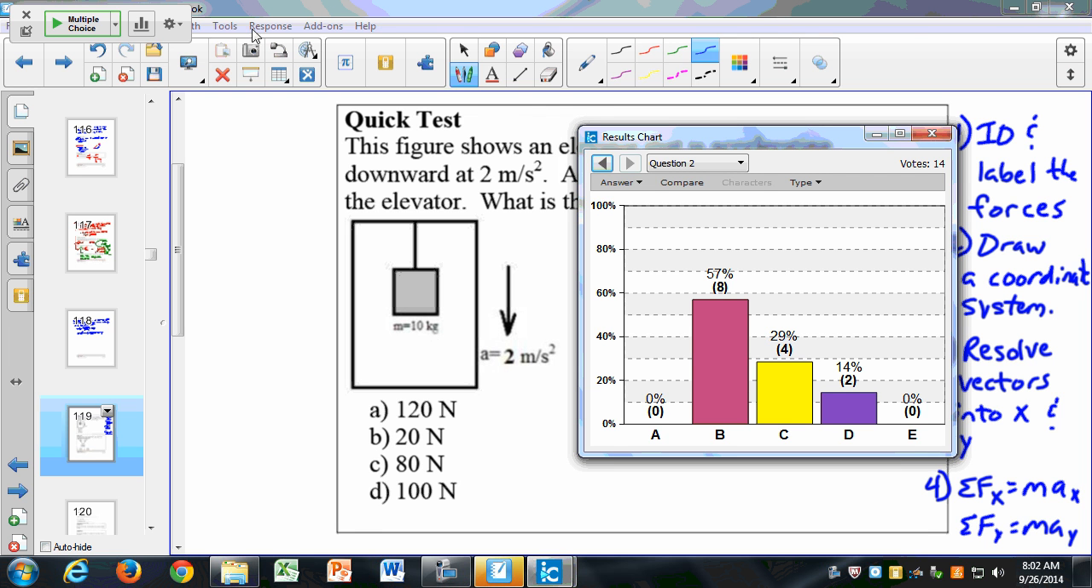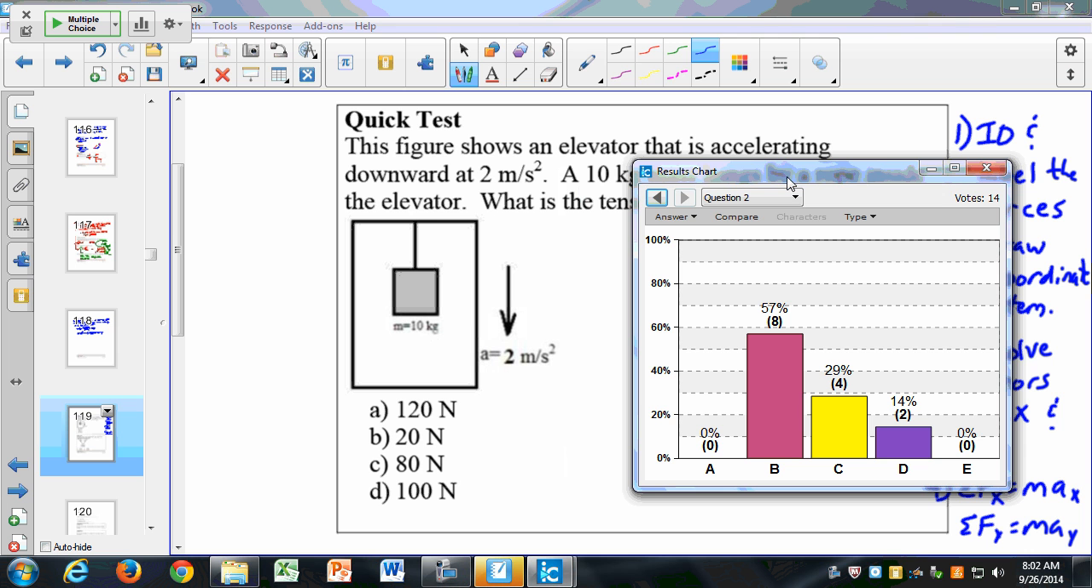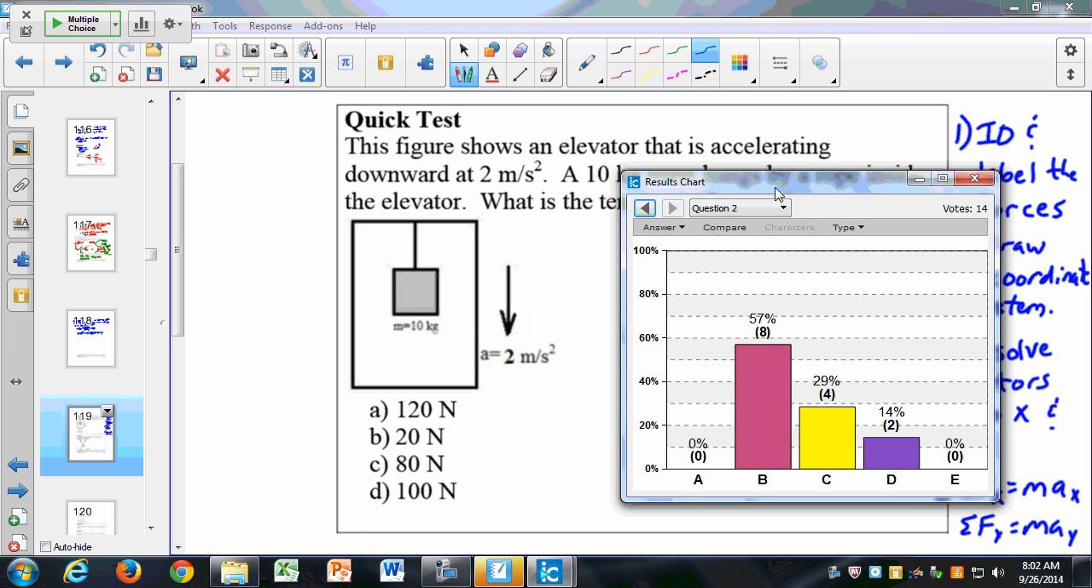All right, so let's see. Most of you put B. Were you just doing mass times acceleration to get B? The 8 of you that put B? Yeah, B's not the right answer. Let me show you. The right answer is actually C.